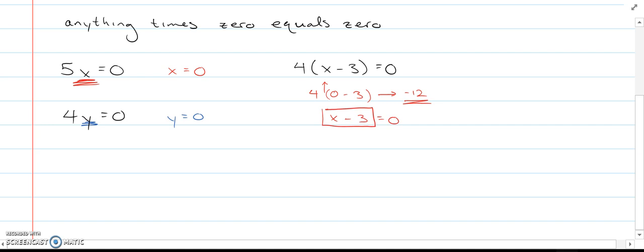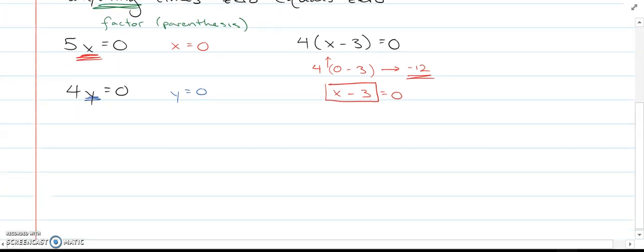And that's a really big deal. When we say that anything times 0 equals 0, we're talking about any factor. The factor is that thing. And sometimes that means we're going to have parentheses. The whole parentheses has to be 0.